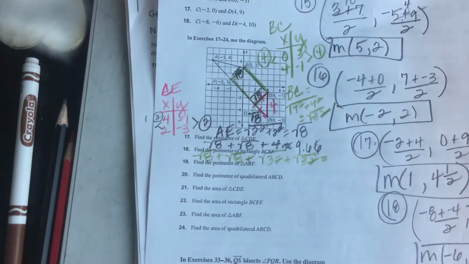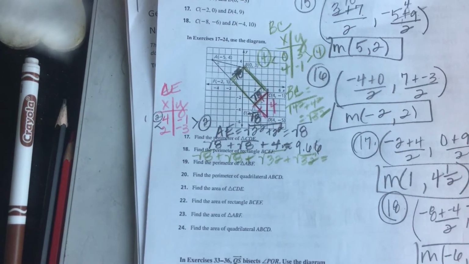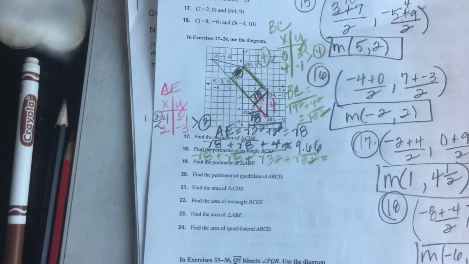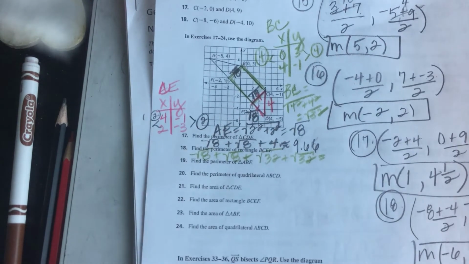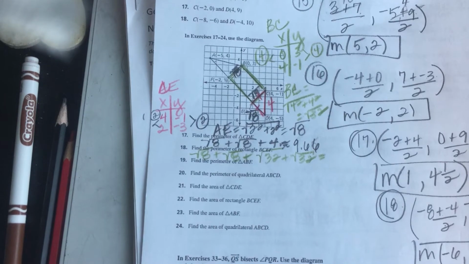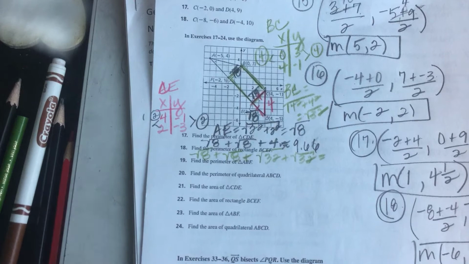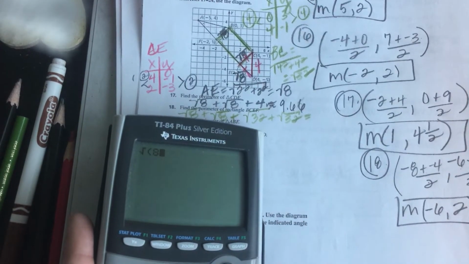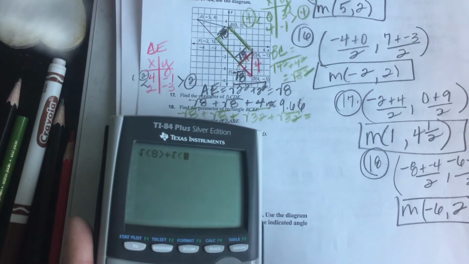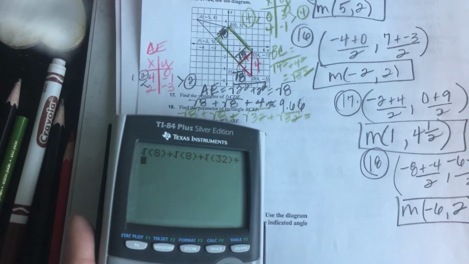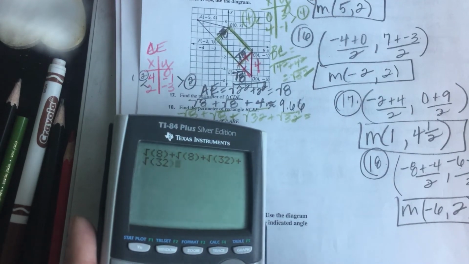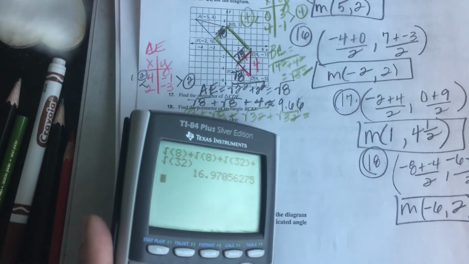When I add them together to get the perimeter all the way around, let me see. 2 square roots of 32 plus 2 square roots of 8. Again, make sure you're doing square root of 8, close it, plus square root of 8, close it, plus square root of 32, close it, plus square root of 32, close it. I got 16.97.